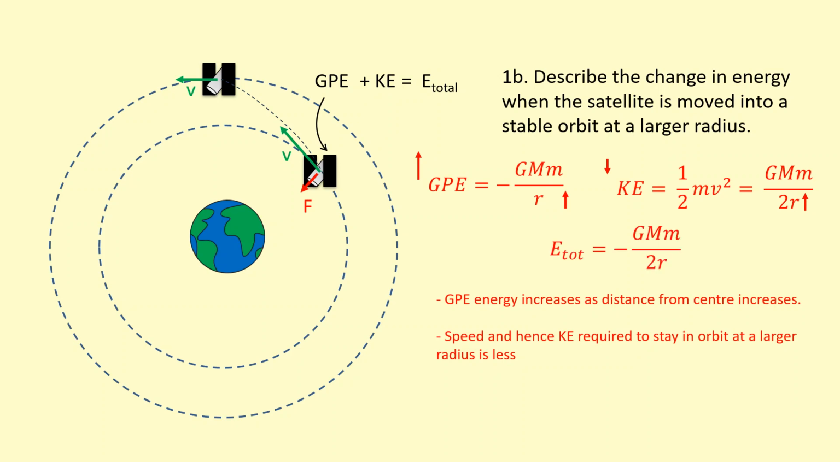Finally, the total energy. So which one's going to dominate? So because of the negative sign here, if r increases, the total energy becomes less negative. So it's actually going to increase. So total energy increases as you move an object further away and put it into a stable orbit at larger radius.